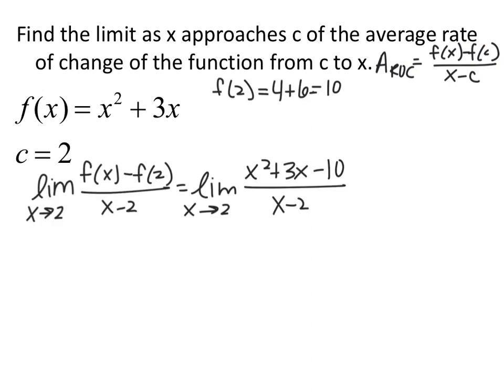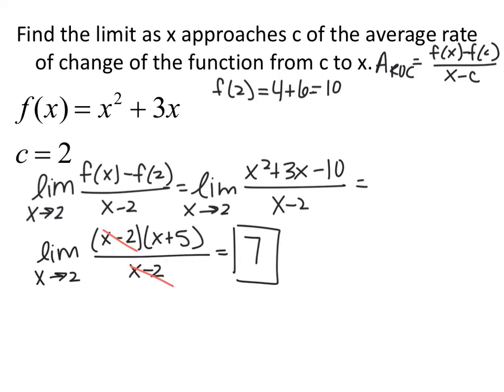So we end up with the limit as x approaches 2 of f of x minus f of 2 over x minus 2, which if you evaluate that, you get the limit as x approaches 2 of x squared plus 3x minus 10 over x minus 2. So on this limit, you can't just plug in 2 because it makes the denominator 0, but the numerator does factor. So go ahead and pause the video and factor the numerator to then evaluate this limit.